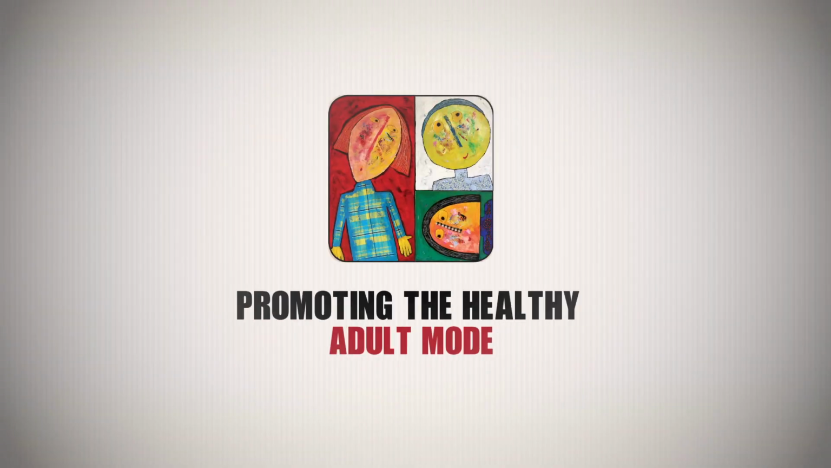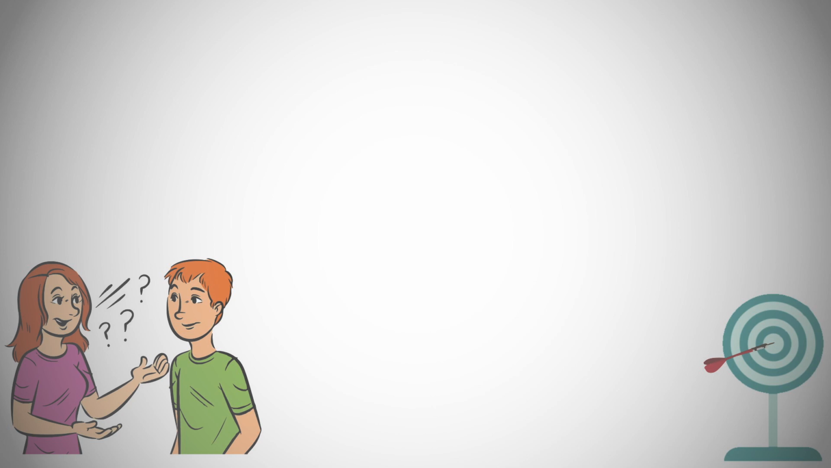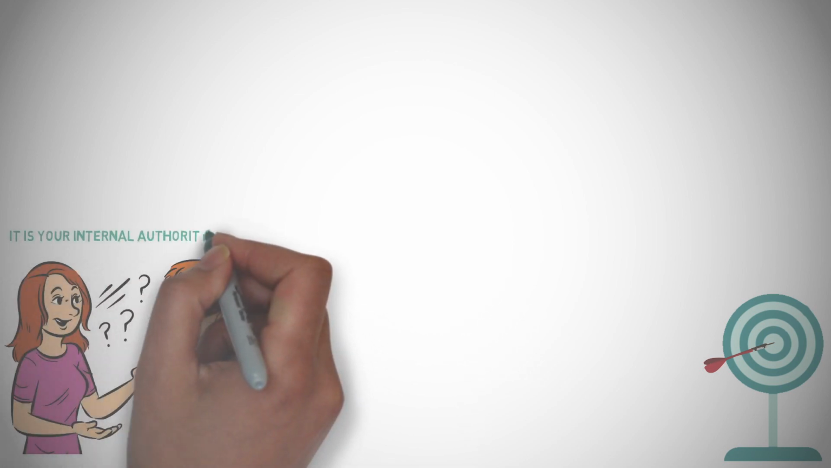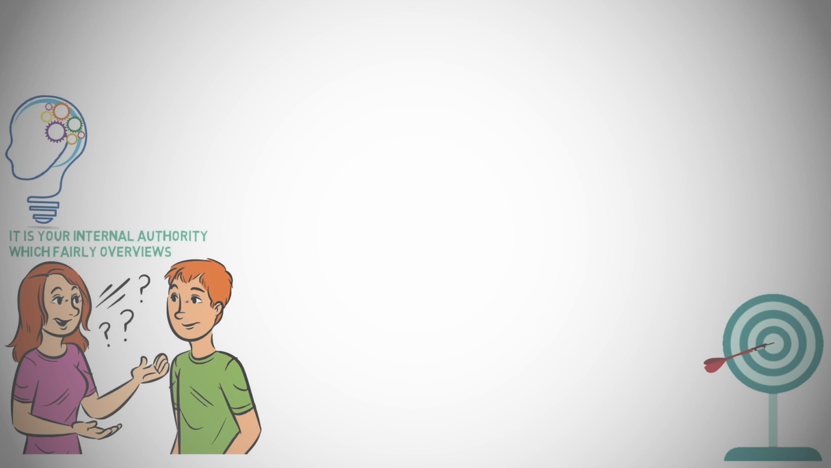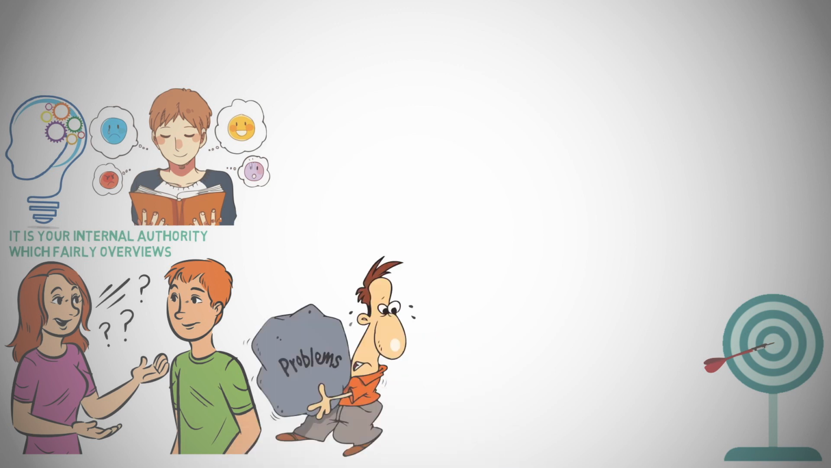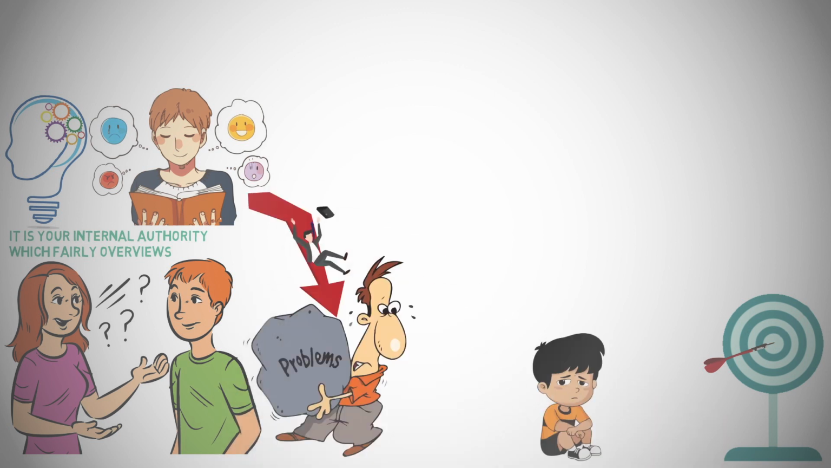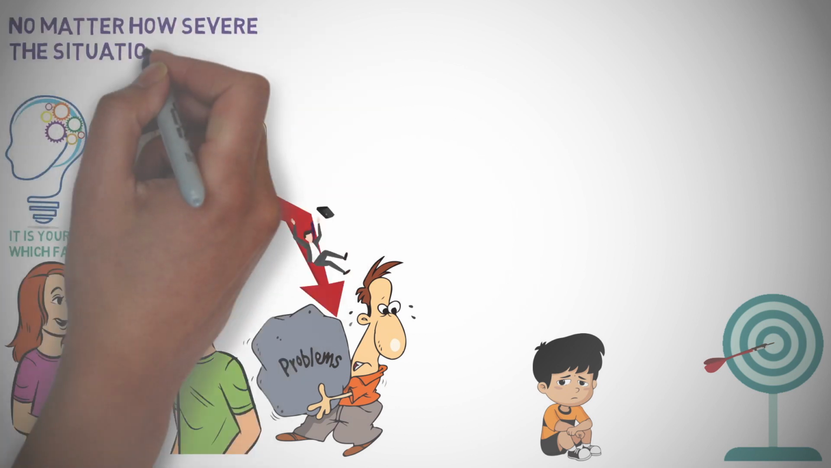Promoting the healthy adult mode. The healthy adult mode is what you can take as the target style to be desired as your coping mode. It is your internal authority which fairly overviews your behavioral processes. This mode keeps your emotions in control while dealing with various different problems. Furthermore, it does not let you get upset over your failures and rather encourages you to deal well with them no matter how severe the situation is.